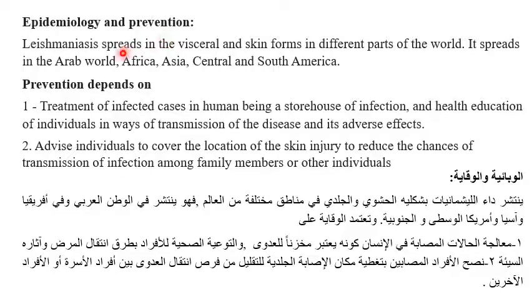Immunology and prevention. Leishmaniasis spreads in the visceral and skin forms in different parts of the world. It spreads in the Arab world, Africa, Asia, Central and South America, and is found in Palestine and Jericho. Prevention depends on treatment of infected cases in a human being, a storehouse of infection, and health education of individuals in ways of transmission of the disease and its adverse effects.